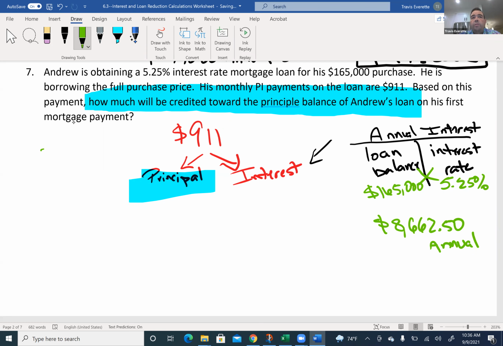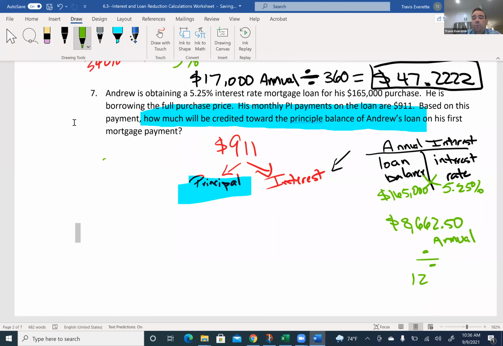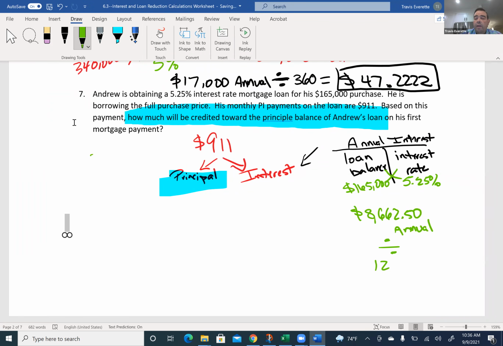Here's the thing though, that $911 payment, that's a monthly payment. And I've got annual interest. I can't compare monthly to annual. I've got to fix that. So that means I got to break this interest down into monthly, because I got to compare monthly to monthly. So I need to divide this by 12. And if I divide this by 12, I'm going to end up with $8,662.50 divided by 12 months, $721.875 monthly.